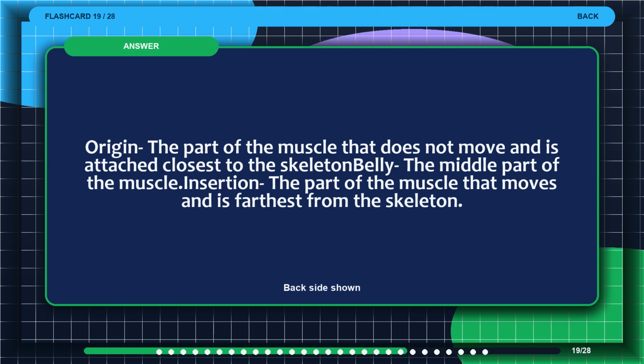The answer is: origin, the part of the muscle that does not move and is attached closest to the skeleton. Belly, the middle part of the muscle. Insertion, the part of the muscle that moves and is farthest from the skeleton.